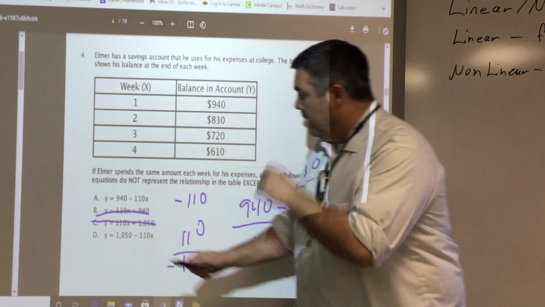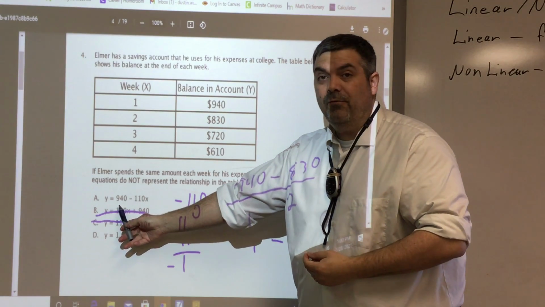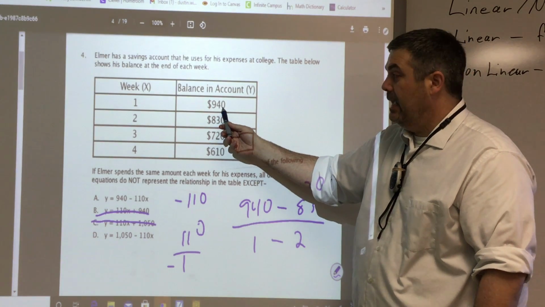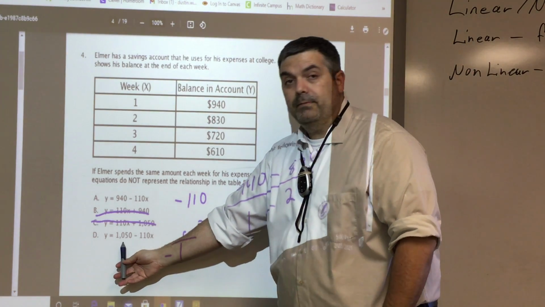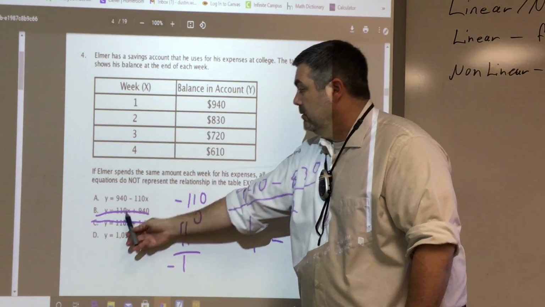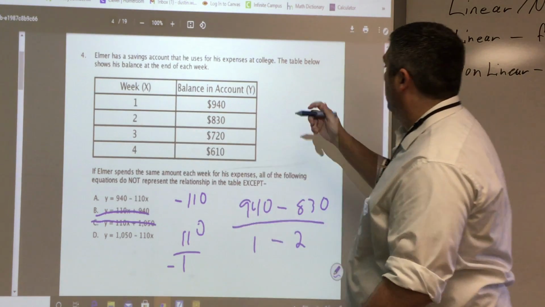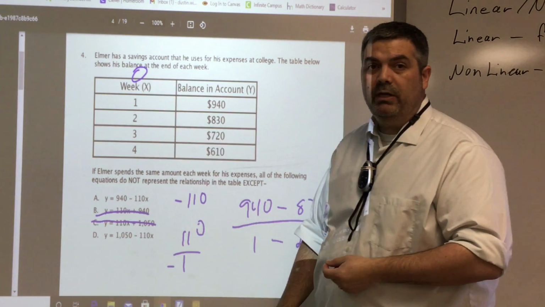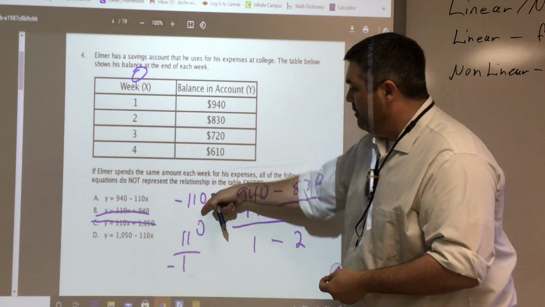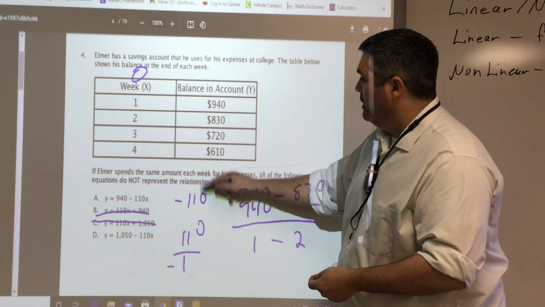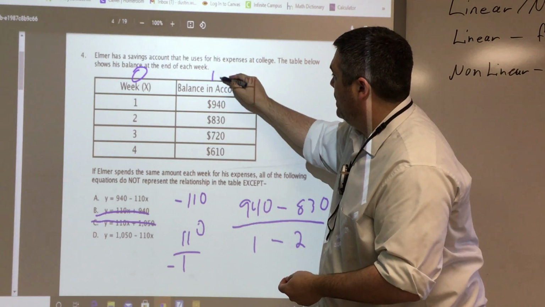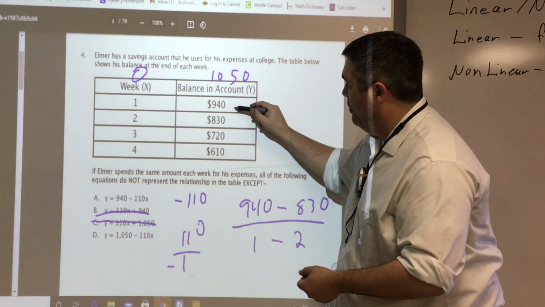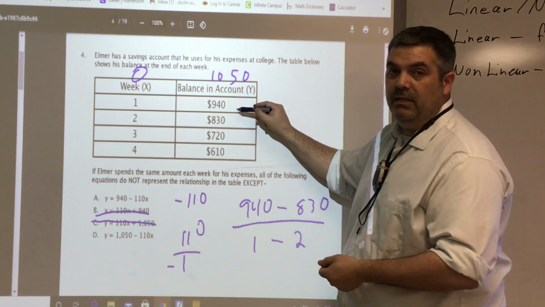Okay, so it's one of these two. Now look, it can't be 940, because at week 1, we're down to 940. It can't be that, because our y-intercept can't be 940. So here, we're looking for what is our y-intercept. When is it, at week 0, we want week 0. Well, if it goes down each week 110, we're going to add 110 to this 940, and we get 1050 here. Because if I go down 110 from here to here, that gets me there.